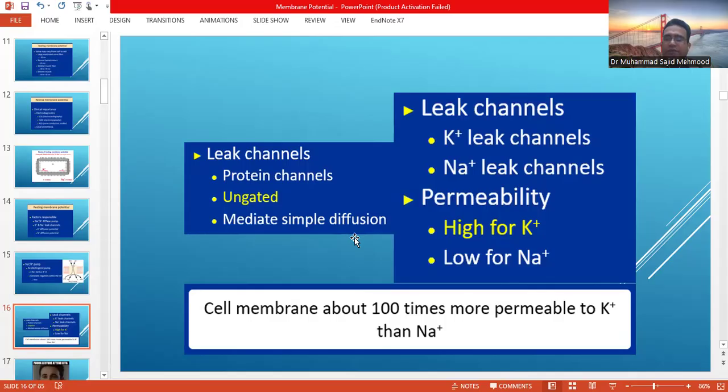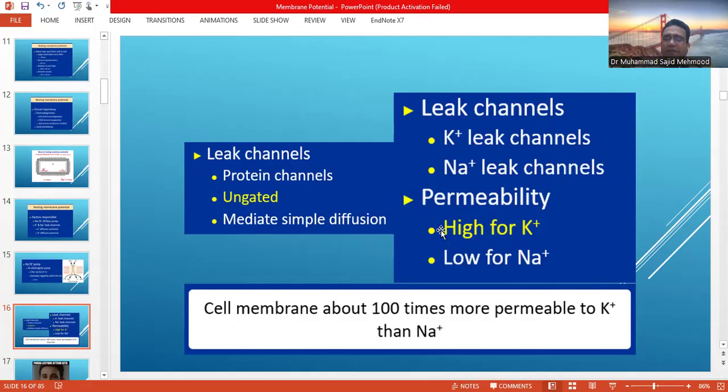So the sodium concentration is higher outside the cell, and hence through the leaky channel the sodium ion will move inside the cell, while the concentration of potassium ion is higher inside the cell, and through the potassium leaky channel potassium ion will move from within the cell to the extracellular fluid.